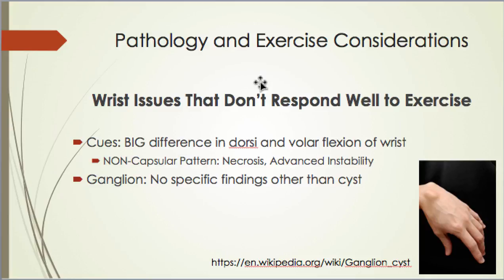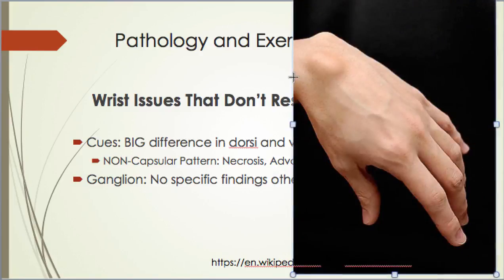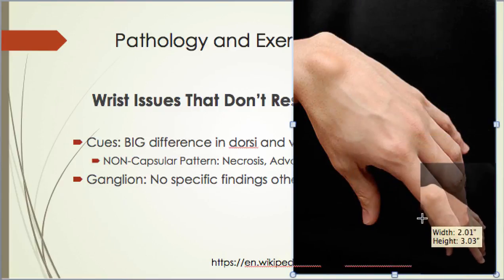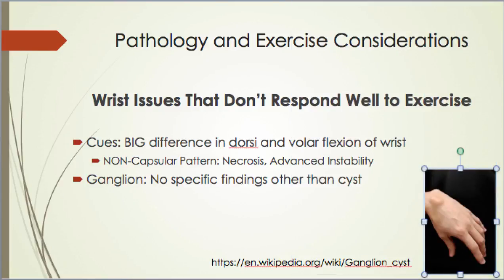With the ganglion, clearly exercises are not going to help a ganglion problem. I don't know what causes these. I'm not sure it's known at all. But there's no specific findings other than this big old fat cyst on the back of the hand, front of the hand, front of the wrist, back of the wrist, and so forth.